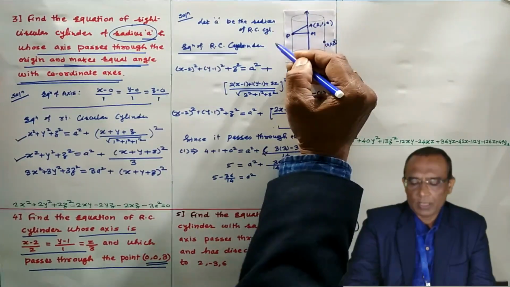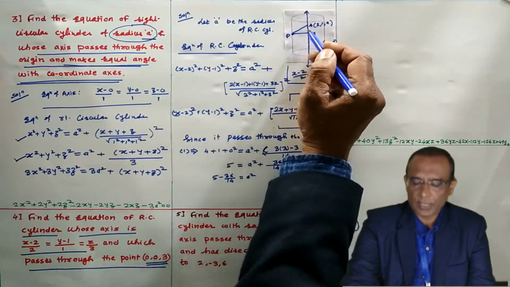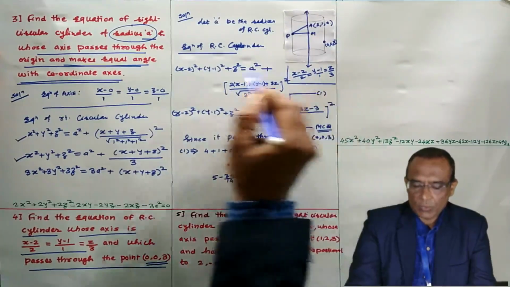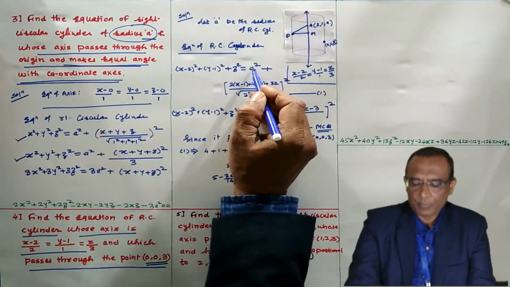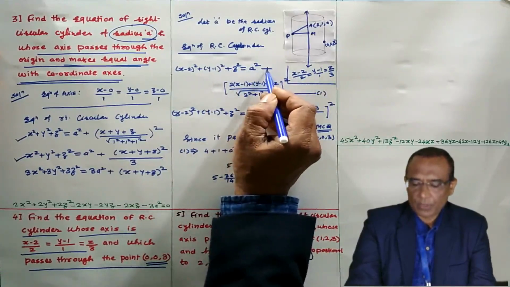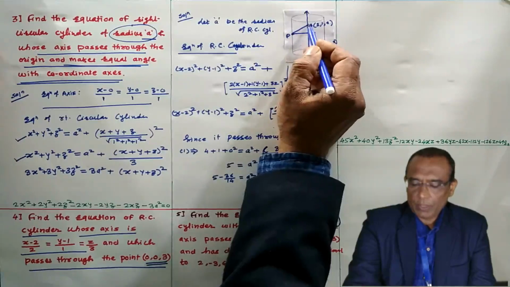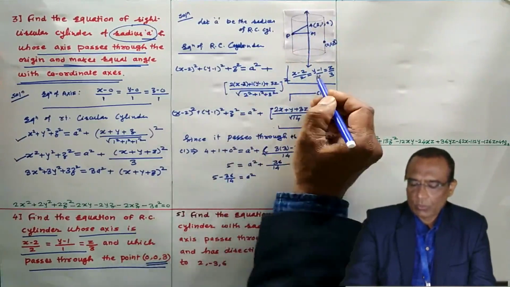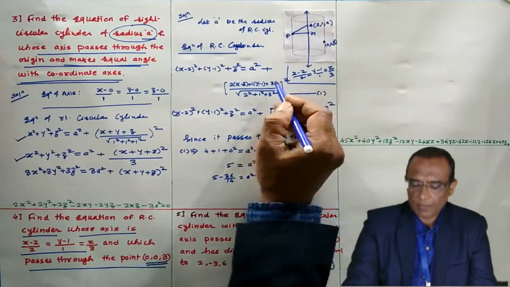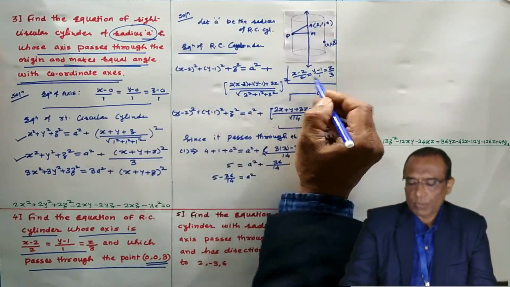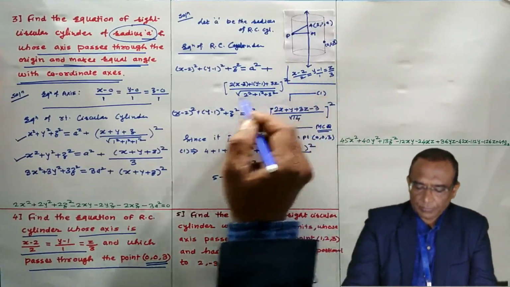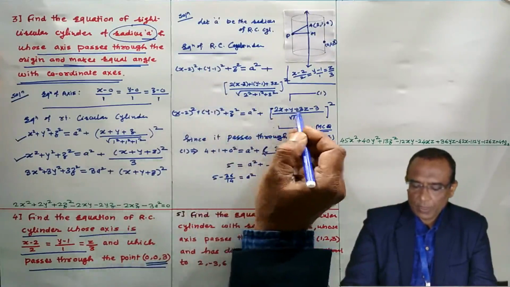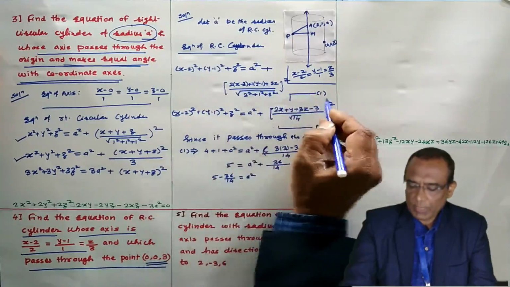But here I am writing the equation of the right circular cylinder directly. How to write it? x minus 2 square, y minus 1 square plus z square is equal to a square, the radius square, plus the projection of AP on the axis, which is 2 multiplied by x minus 2, 1 multiplied by y minus 1 plus 3 multiplied by z, divided by the square root of the sum of the squares of the direction ratios of the axis. Now this is as it is, 2x plus y plus 3z, and minus 4 minus 1 is minus 5 here.